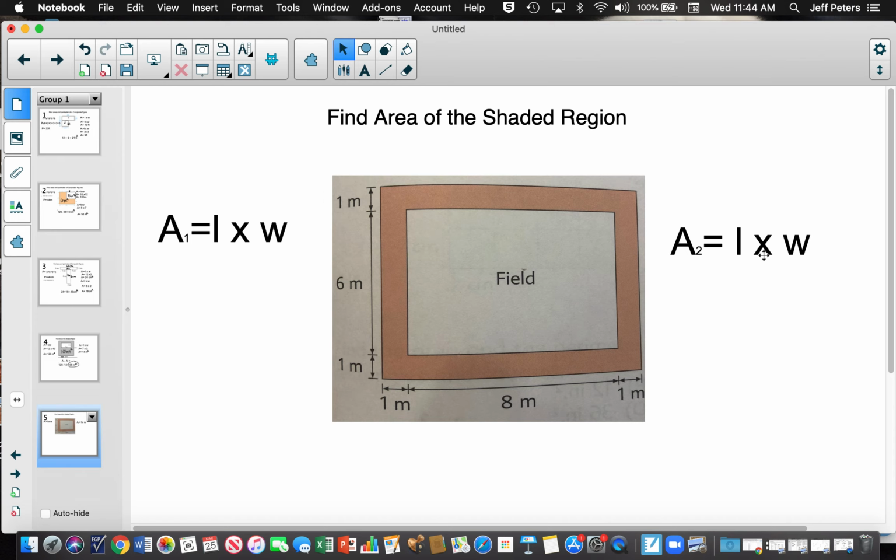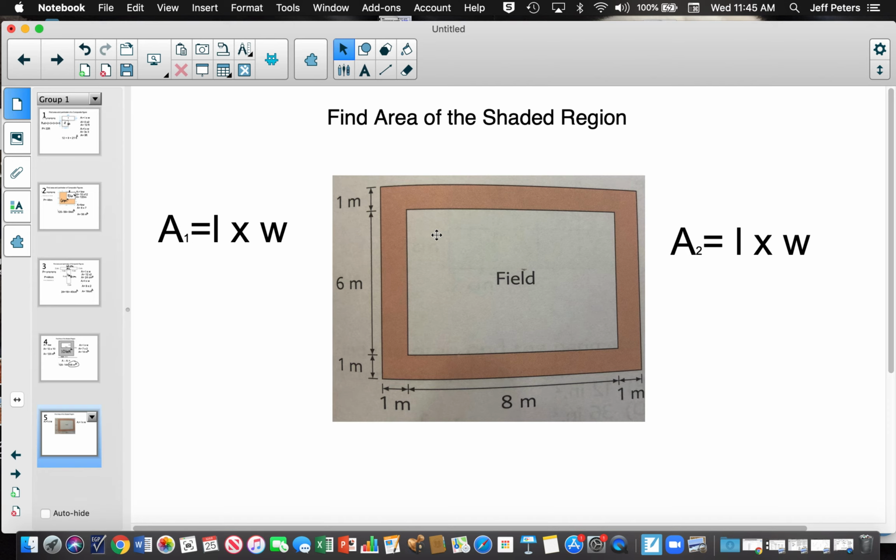Okay, so in this clip, we have a frame around our field. If we look, we can see that the length of our field is 8 meters from here all the way down to here, and the width of our field is 6 meters from here to here. We can see that the width of our frame from here to here is 1 meter, and then up and down it is also 1 meter.